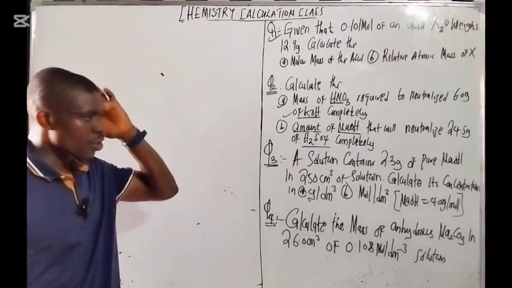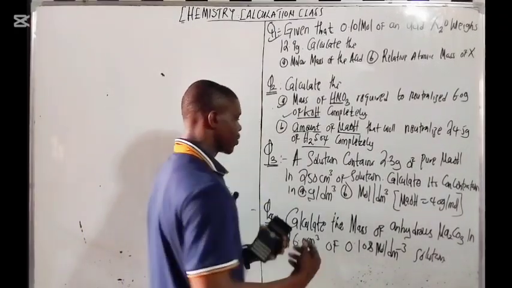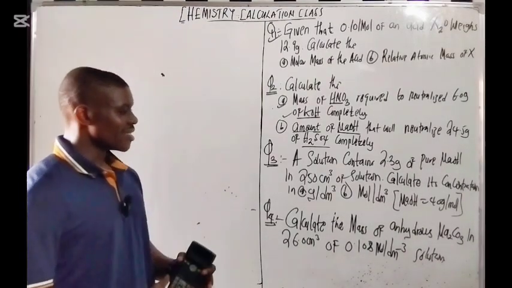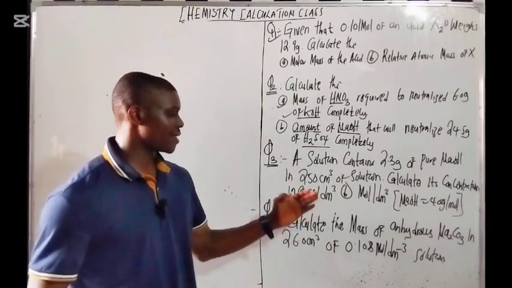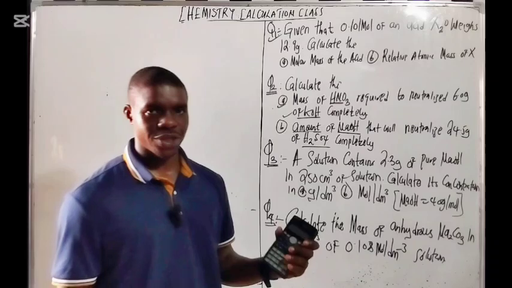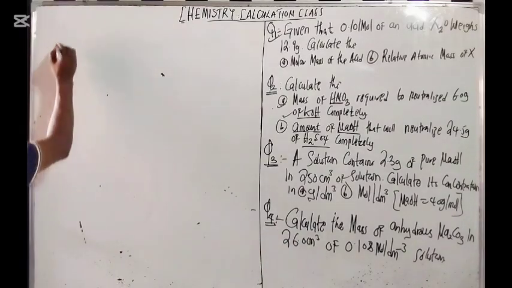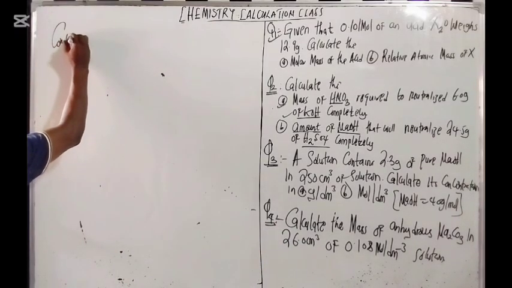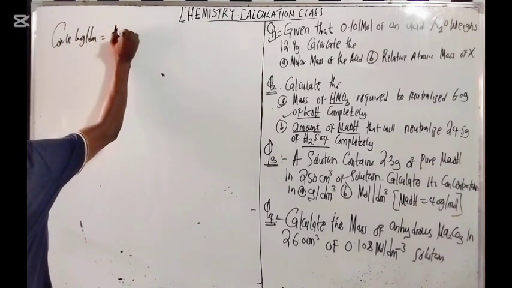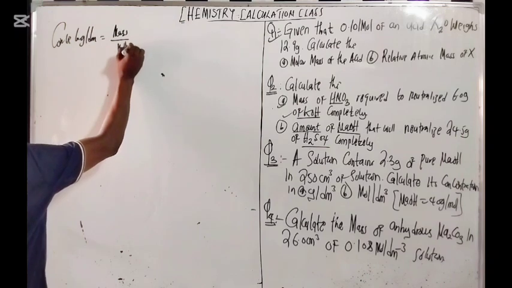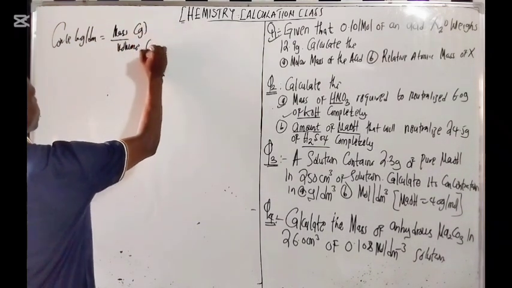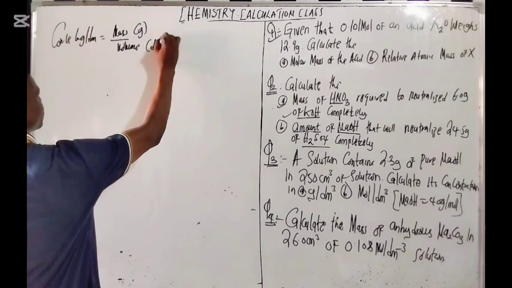A solution contains 2.3 gram of pure NaOH in 250 cm cube of solution. Calculate the concentration in gram per dm cube or mole per dm cube. Right, so we have 2 types of concentration. Here we have concentration in gram per dm cube, because it is mass over volume. The mass must be in gram. The volume must be in dm cube.